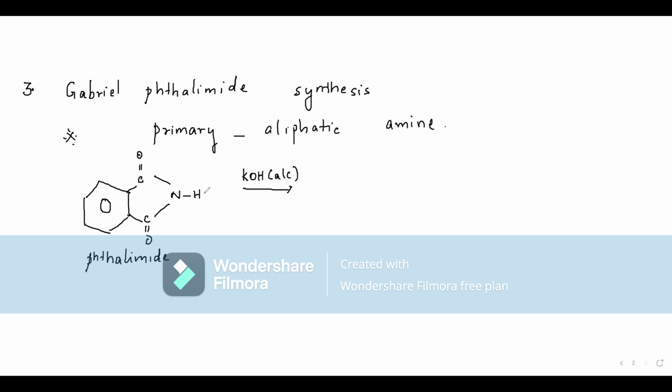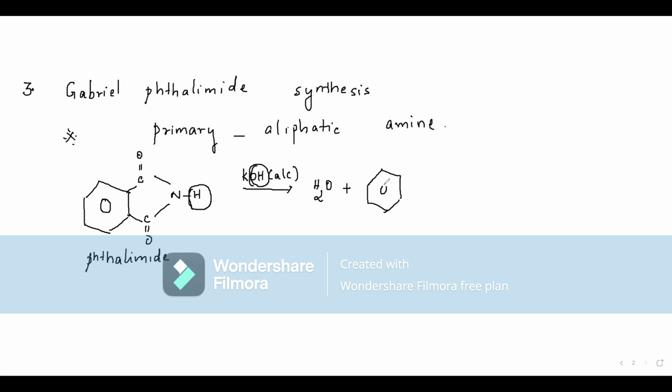Now, look at this. The H on nitrogen is replaced by K. In other words, the H here combines with the OH here to give you a molecule of water, and K will take the position of hydrogen. So what do you get?